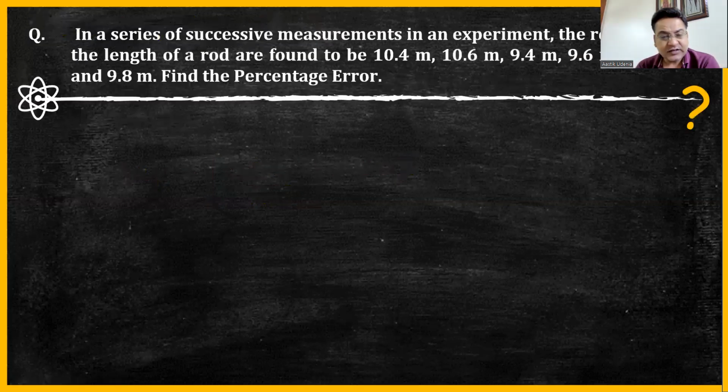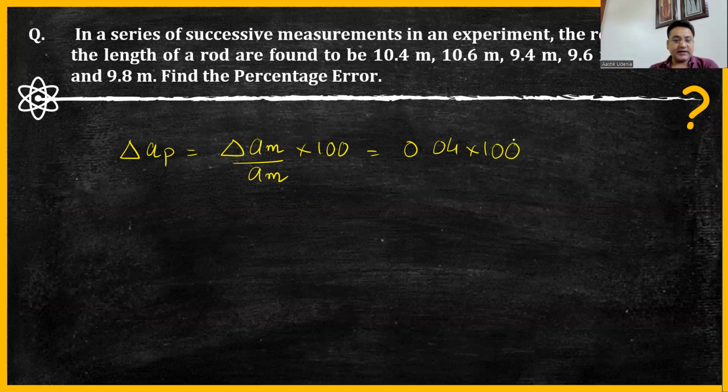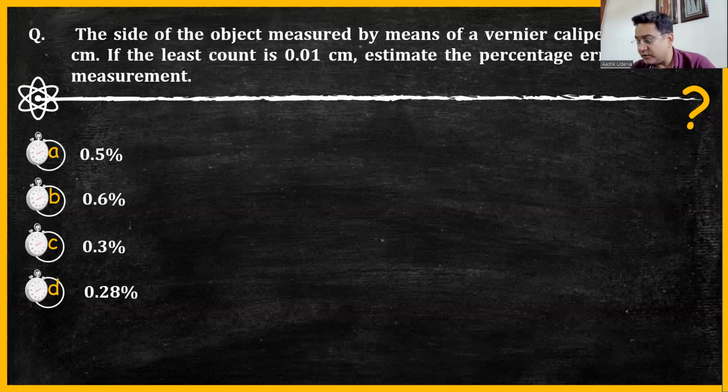Yes, sir. Then in our original case, what will be the percentage error? 4, sir. Percentage error will be delta AM divided by AM multiplied by 100%, 0.04 multiplied by 100, and you will get your answer as 4%. Do you understand this? Yes, sir. Okay, now have you noted this down? Yes, sir. This is the next question, and I'll give you 2 minutes to solve this.